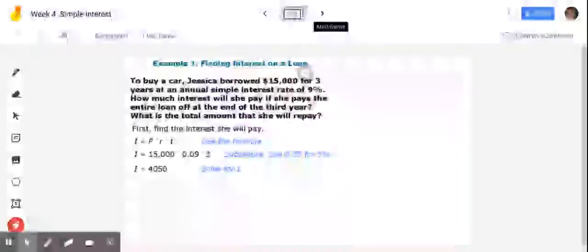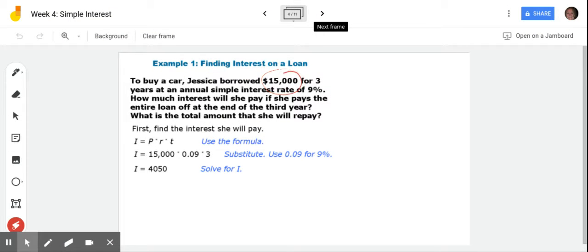Okay, so she's got a principal of $15,000. She's going to pay for that in 3 years with a rate of 9% interest. So we're going to find the interest using I equals P times R times T. The principal was $15,000. The rate was 9, so 9% has to get changed to that decimal 0.09, multiplied by the time, which is 3 years. And when we solve that, we get $4,050. So $4,050 is the extra money that she's going to pay in interest.